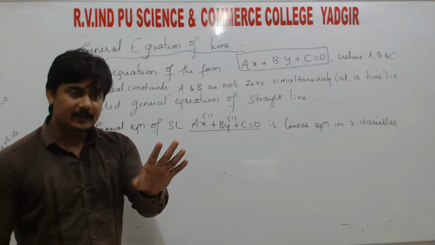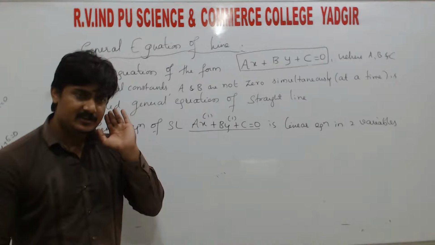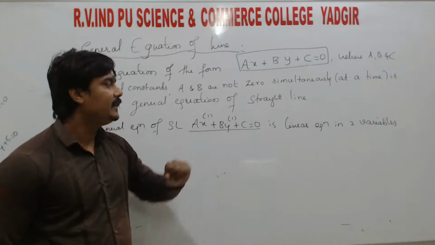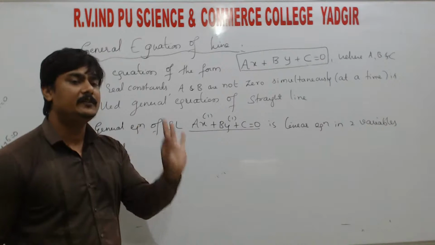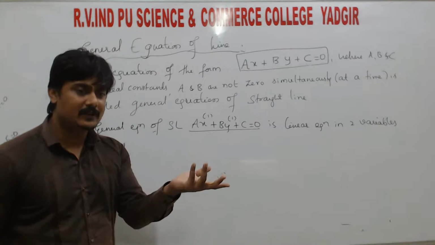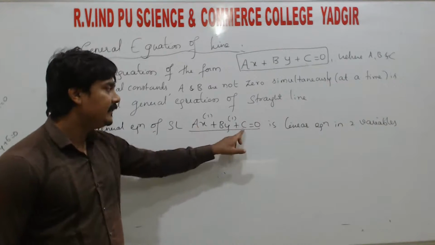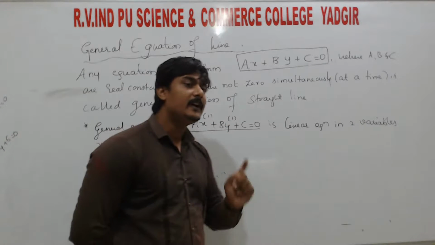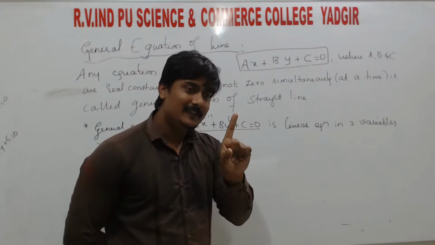So if anyone asks you, what do you mean by general equation of straight line? You must answer that ax plus by plus c equal to 0 is called a general equation of straight line with some conditions. What are those? These a, b and c must be real numbers, and a and b should not be 0 at a time. ಯಾವುದನ್ನ ಒಂದು 0 ಇದ್ದರೆ ನಡೀತದೆ.